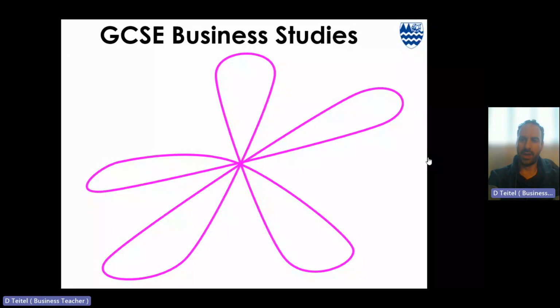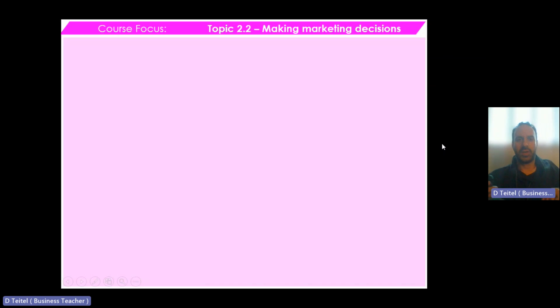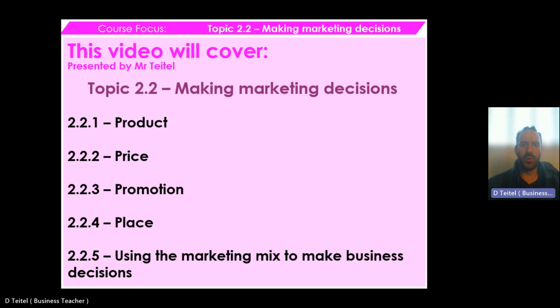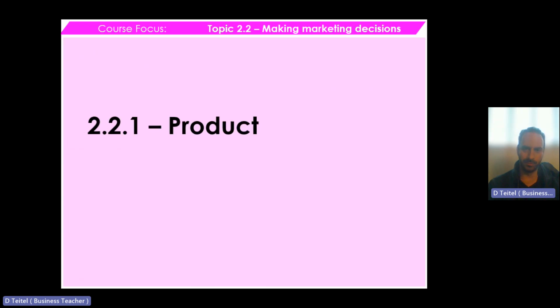2.2, making marketing decisions. We are going to jump straight into the content. Here we go. So what we're going to cover in this video for topic 2.2, we're going to start to look at product, price, promotion, and place. So we're looking at a bigger detail of the marketing mix and also how to use the marketing mix to make business decisions. This goes a little bit deeper than 1.4.